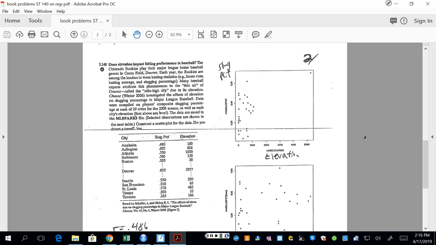Right, so here's a plot of it. Here's the elevation, up to 6,000 feet. Here's the slugging percentages. And this one's Denver. Do you think there's much of a correlation there? Is there much of an association between elevation and slugging percentage?